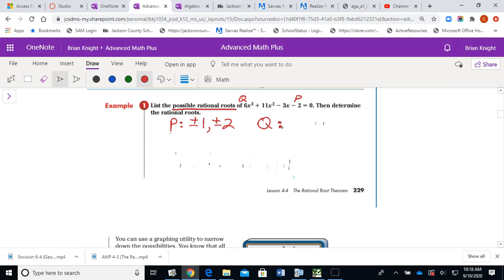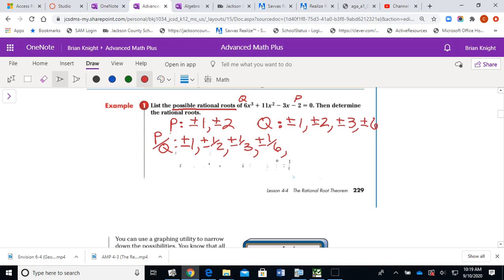What are the possible factors of Q? Q is 6. So 1, 2, 3, and 6. Everybody with me so far? To get the possible rational roots, you divide your P by your Q's. Okay? So P divided by Q, 1 divided by 1 is 1. So plus or minus 1. 1 divided by 2 is 1/2. 1 divided by 3 is 1/3. 1 divided by 6 is 1/6. And again, it's plus or minus all of these.